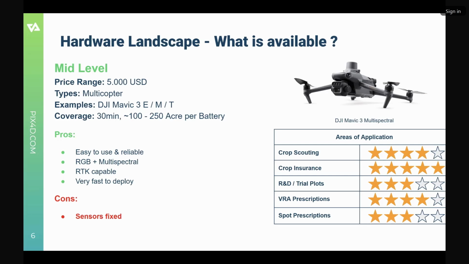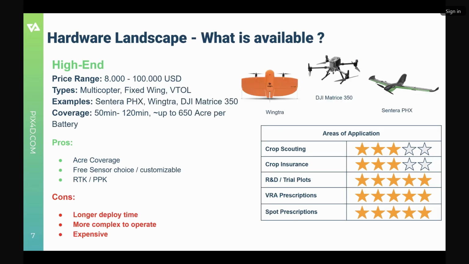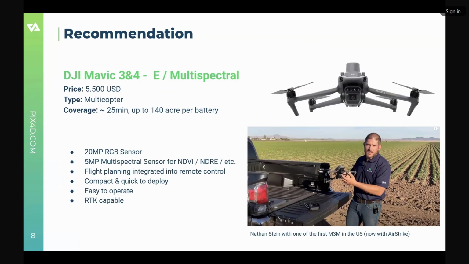And as Nathan told you, if you want to do more serious mapping, you would go for a Wingtra or a Centera drone or even a Matrice 350. But they are much more expensive. You see here the price range. It starts maybe at 8K, goes up to 100K, and mainly the sensor is what makes those systems very expensive. Also harder to deploy, harder to operate. So yeah, depends how serious you want to get. I think for most of us here in the room, the M3M type of drone is the best drone, especially if you want to get started. Yeah, that's also our recommendation.